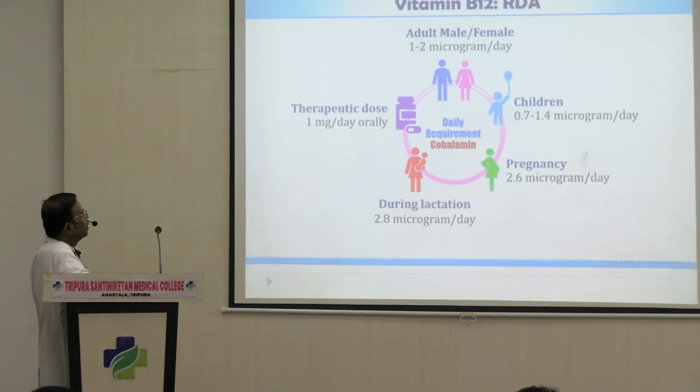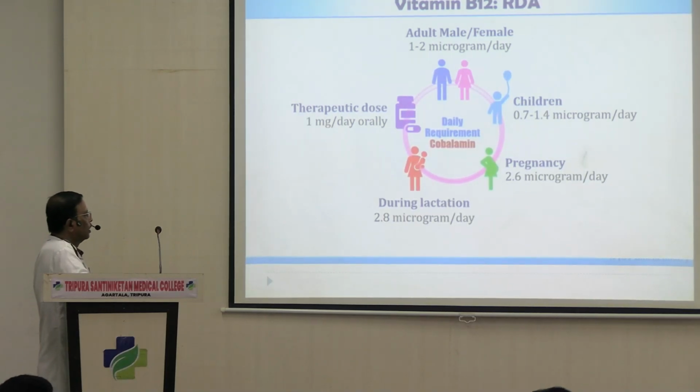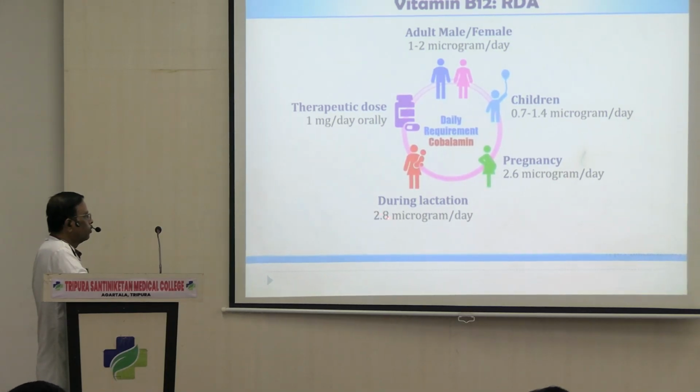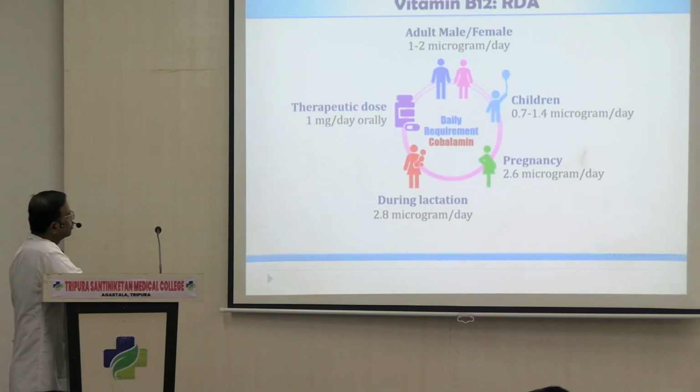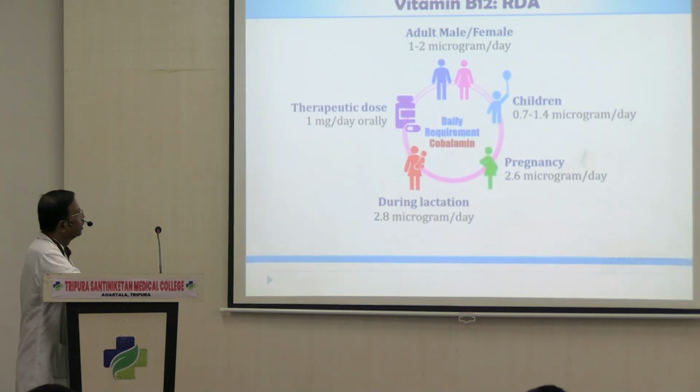Doses: in case of adults, it is 1 to 2 micrograms per day, in pregnancy 2.6 micrograms, in lactation 2.8 micrograms, and in case of therapeutic dose, it is given as 1 milligram per day orally.